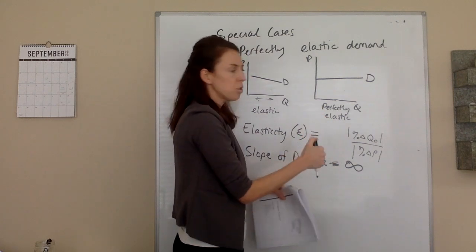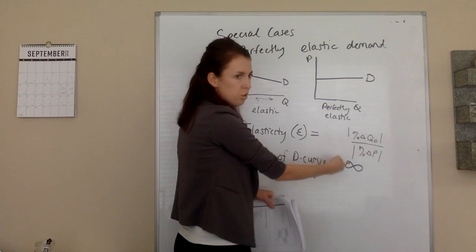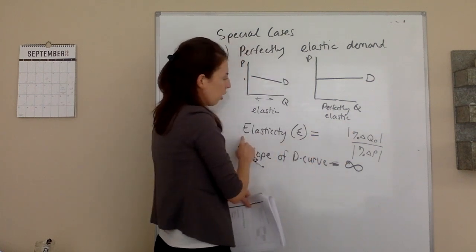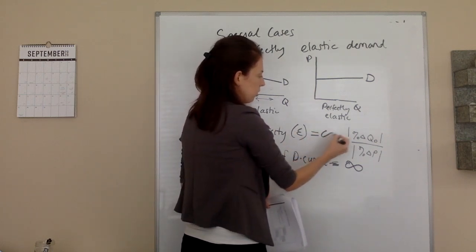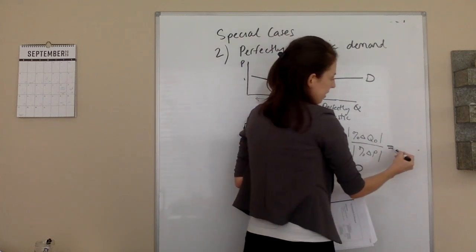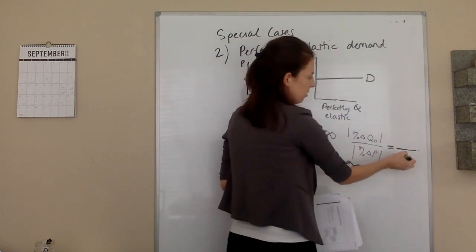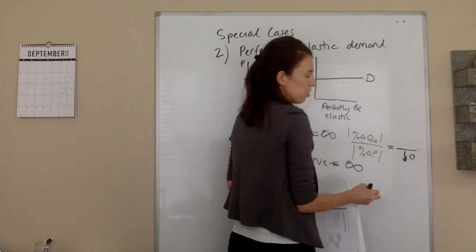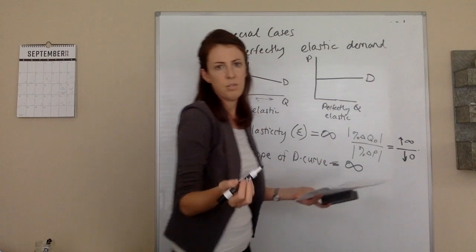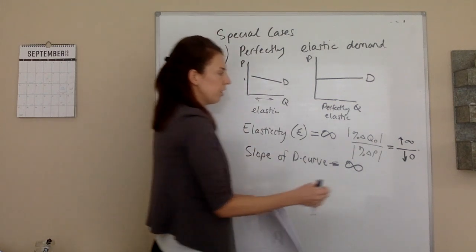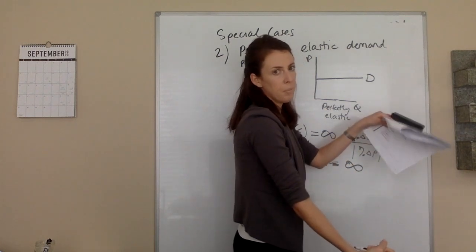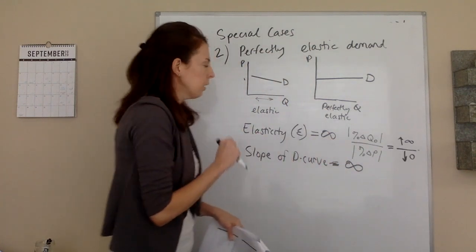So if you push this to the limit and you let the denominator approach 0 and the numerator approach infinity, then the overall elasticity of demand is going to be equal to infinity. The denominator is getting smaller and smaller, approaching 0, and the numerator is getting bigger and bigger, approaching infinity. And overall, if you have the denominator sinking to nothing and the numerator blowing up, then the overall ratio is just going to blow up.